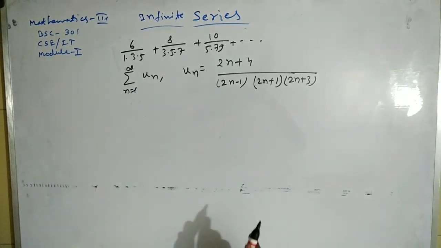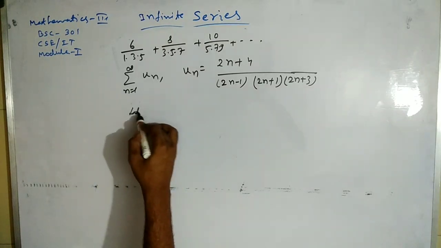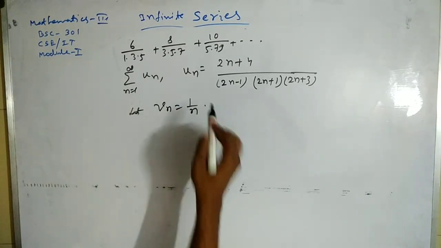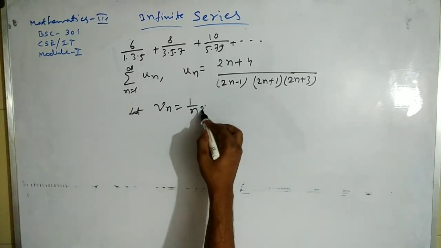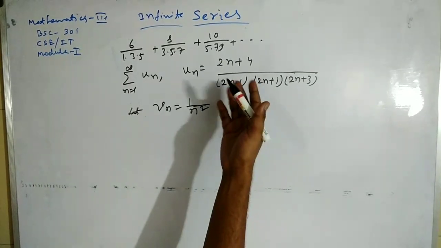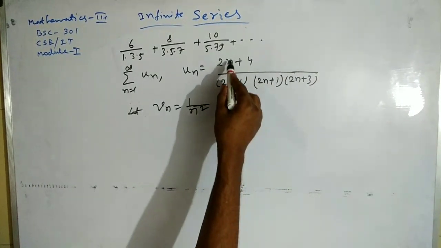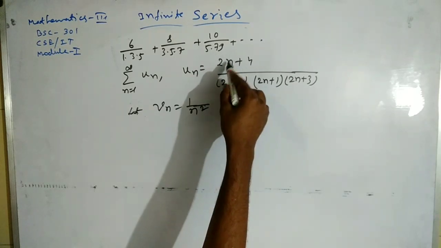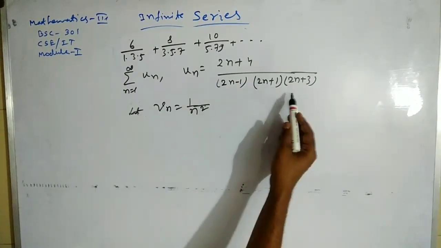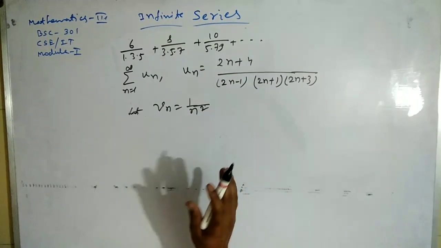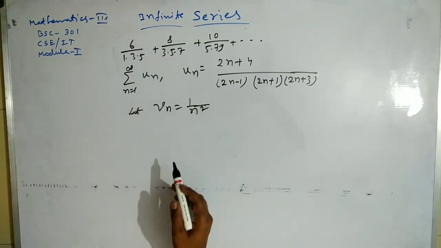Now for checking convergence of this series, I will apply comparison test, and for that we have to determine a new sequence Vn. So let Vn equal to 1 by n square, since this series is also in this form. Now if you calculate, this is n, and if you multiply this will be n cube, so n by n cube, that is 1 by n square. So we are taking Vn as 1 by n square.